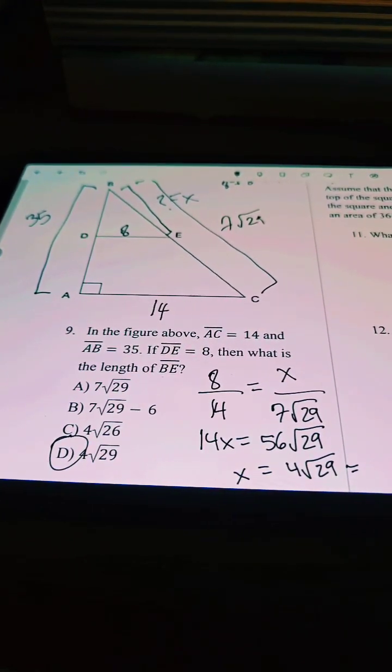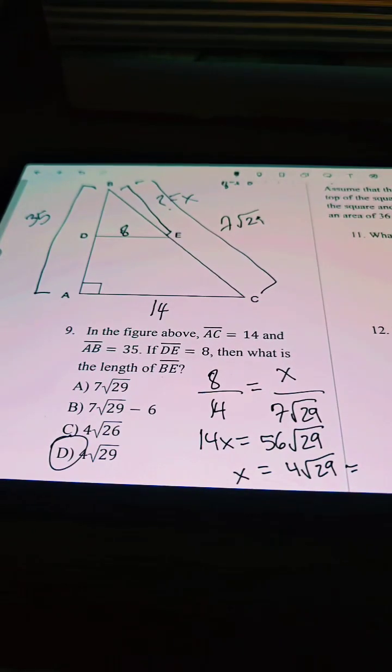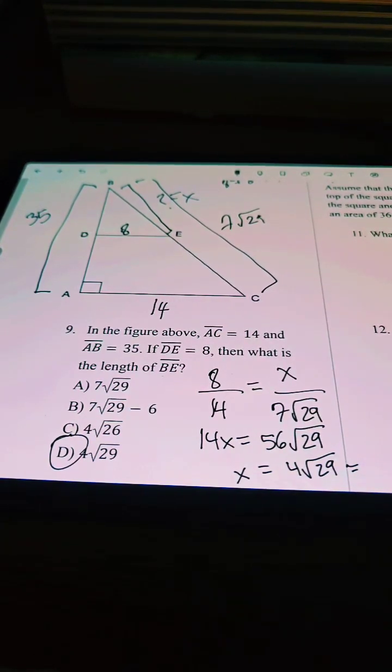Okay, and then hold on. Sorry, there were comments and I wasn't paying attention. Hold on. Let me see if there was a question. I'm in 11th. This is easy. Okay.